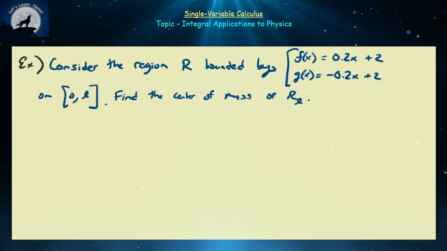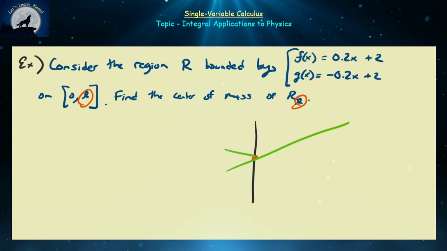So if they are valid, how would we find the center of mass for a region that's described as the region R bounded between these two linear functions, plus or minus 0.2x plus 2, on the interval 0 to L. So I'm using this L as a sort of degree of freedom to give you a little bit more flexibility on these calculations. So what exactly does this region look like? We have an intercept of y equals 2. We have one line that's going up and the other line going down, right?